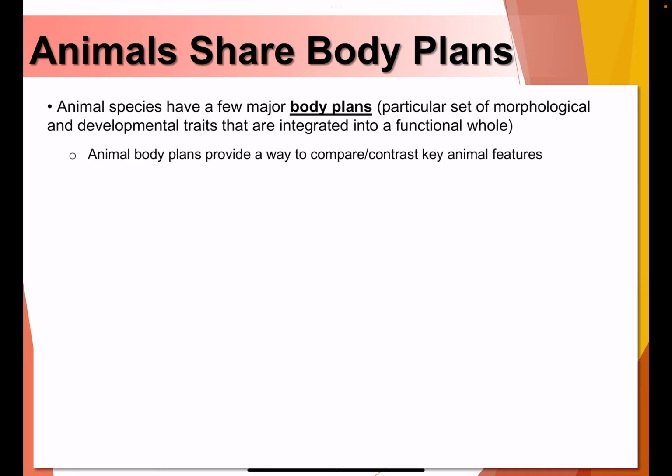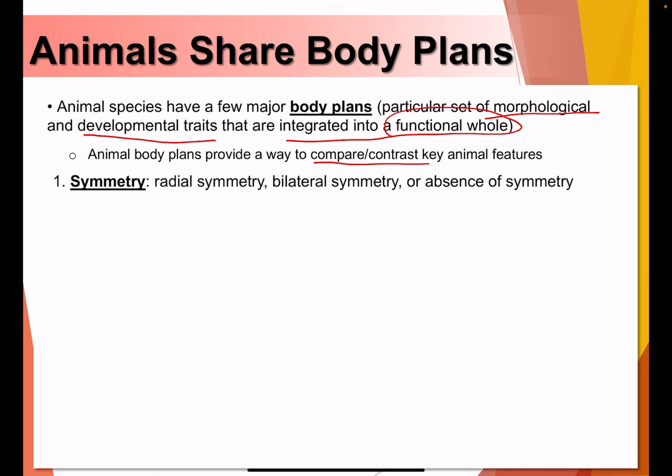Animal species were found to have major body plans that are similar, and they are a particular set of morphological and developmental traits that are integrated into a functional whole. That's what science means by having body plans. Body plans, in a sense, provide a way for us to compare and contrast key animal features that we can see in different phyla or species of animals. First of those being symmetry.